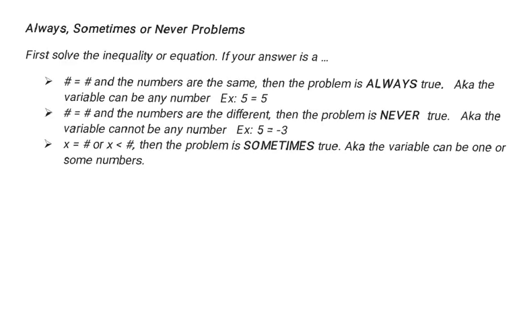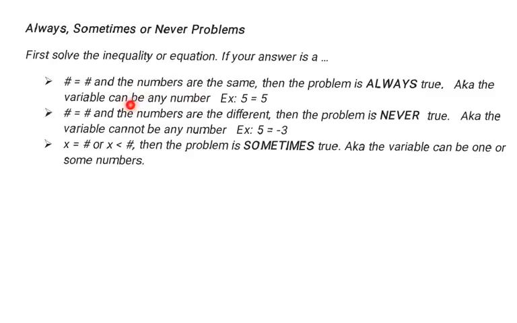First, we're going to look at the problems that ask you to state whether this always, sometimes, or can never happen. They're going to give you an inequality or an equation, and you're going to want to solve that first. If you solve all the way through and your variables disappear, and you're left with just a number equal to a number, such as 5 equals 5 or negative 2 equals negative 2, if it's the same number, so it's something that makes sense, then that problem is always true, aka that variable in the original inequality or equation can be any number.